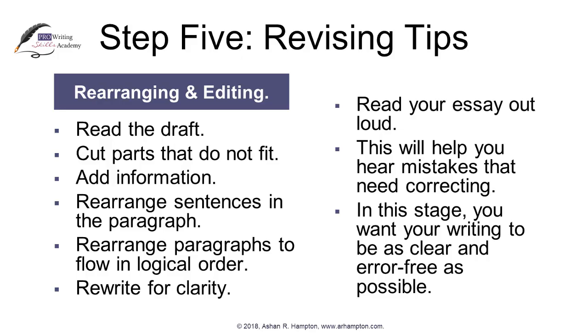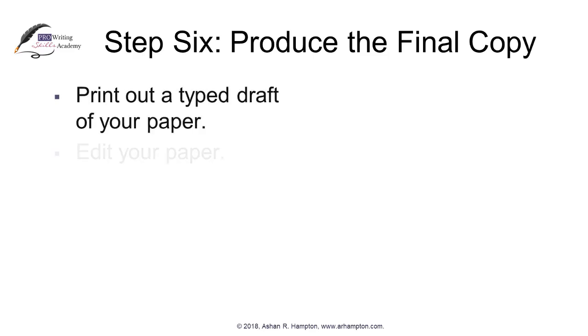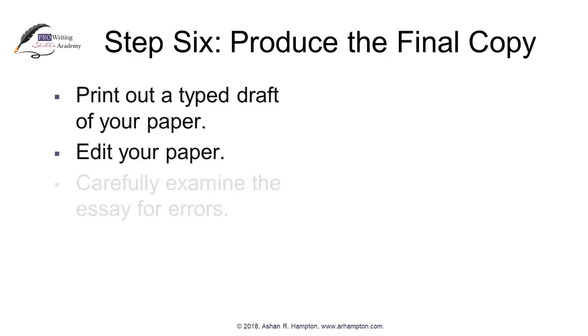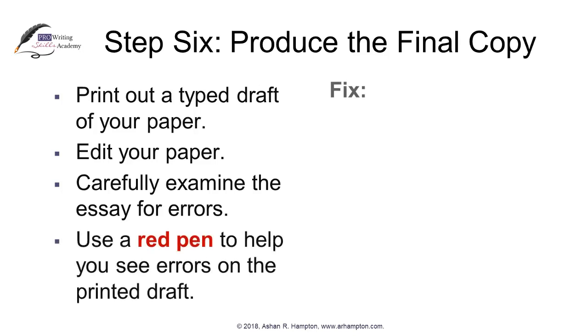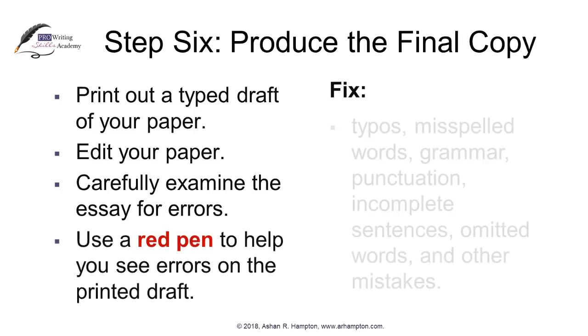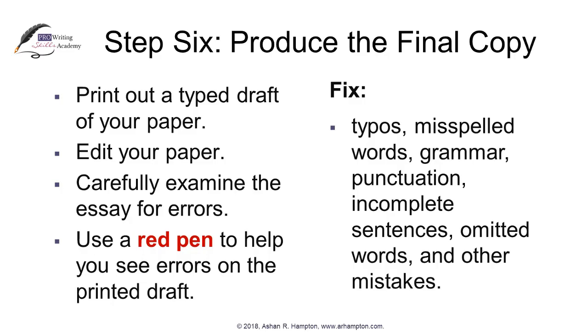In this stage, you want your writing to be as clear and error-free as possible, again, because you're heading towards your final submission. Step 6 is to produce the final copy. So you want to print out a typed draft of your paper with all of the revisions that you made. You want a clean copy of all of the revisions and editing that you did.